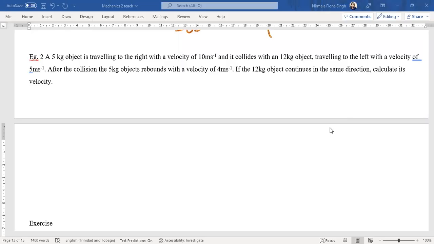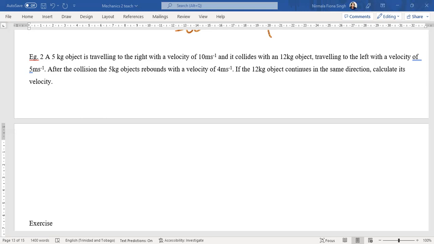So resuming after that first question, we're going to try the second one here. We have a written question. A 5 kilogram object is traveling to the right with a velocity of 10 meters per second. It collides with a 12 kilogram object traveling to the left with a velocity of 5 meters per second. After the collision, the 5 kilogram object rebounds with a velocity of 4 meters per second. If the 12 kilogram object continues in the same direction, calculate its velocity.